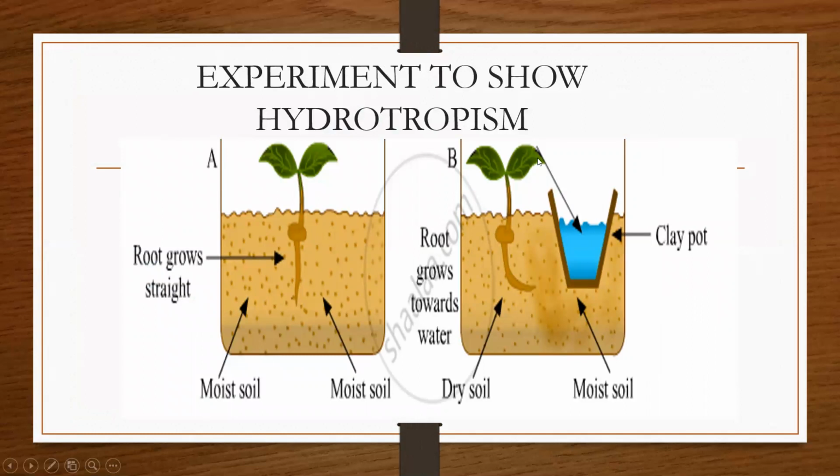This is an experiment to show hydrotropism. If you look at this moist soil, you have the root growing straight. But in a pot with dry soil, where a clay pot with moisture is put in, the clay allows moisture to escape. So this part of the soil becomes moist. Hence you see the bending of the root towards moisture. That is because the root is positively hydrotropic.